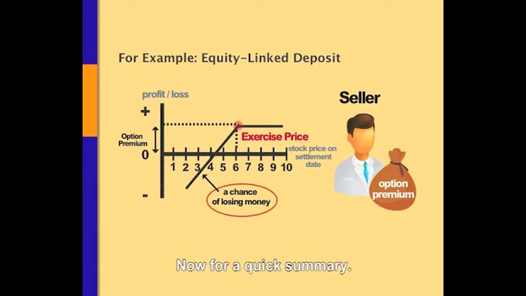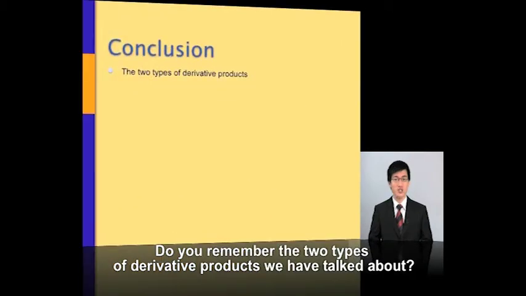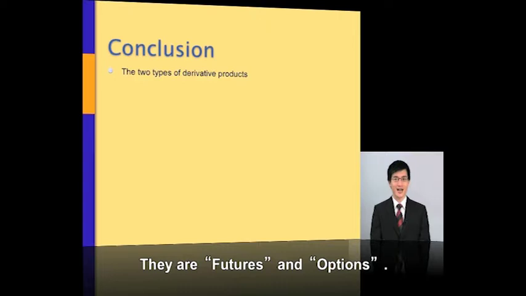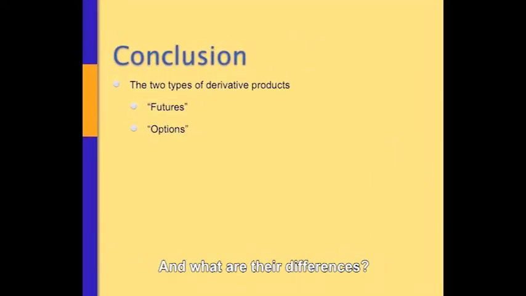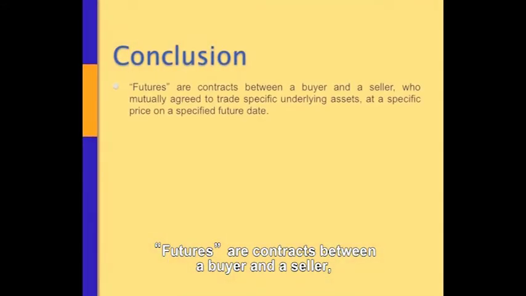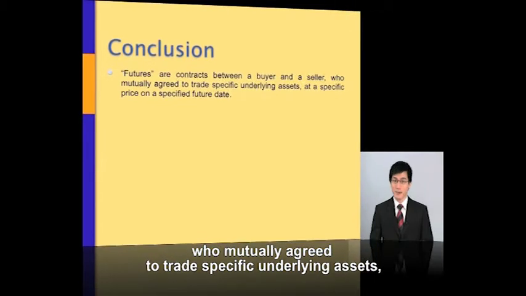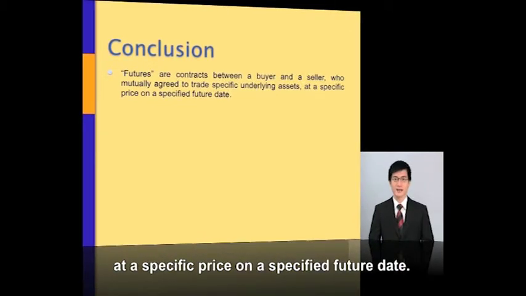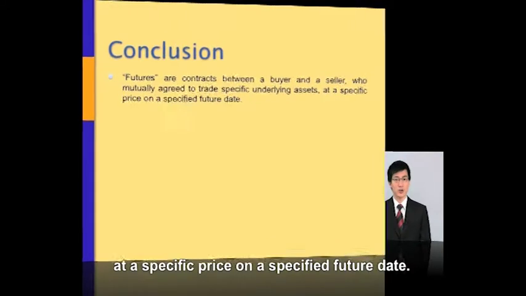Now for a quick summary. Do you remember the two types of derivative products we have talked about? They are futures and options. And what are their differences? Futures are contracts between a buyer and a seller who mutually agreed to trade specific underlying assets at a specific price on a specified future date.